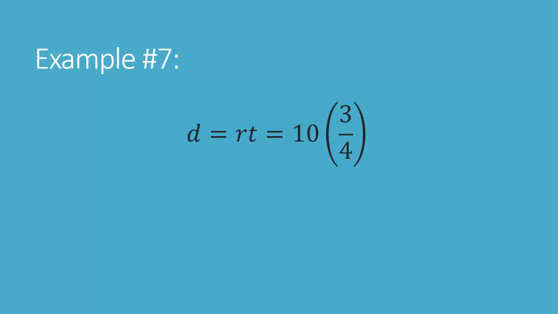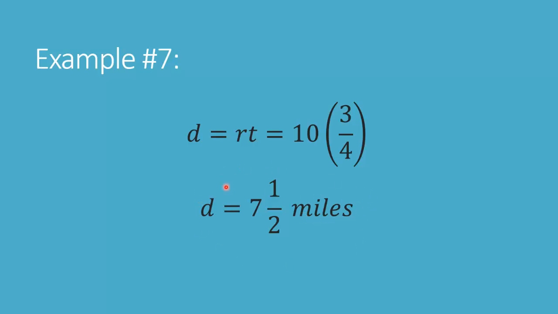So we know that the distance is rate times time. So at 10 miles per hour, he travels for 3/4 of an hour. Multiplied together, that gives us 7.5 miles. And that is the total distance.